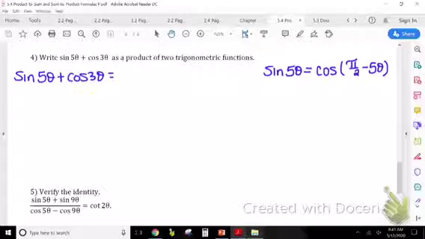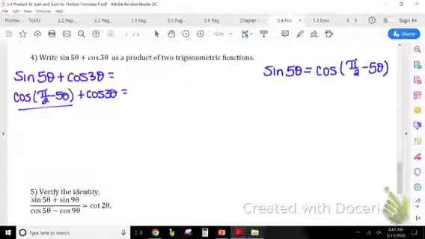So knowing that, I could say this is cosine of pi over 2 minus 5 theta plus cosine of 3 theta. And now we do have a formula for cosine plus cosine, don't we? So this is my x, and this is my y. So when I look at my formula, cosine of x plus cosine of y, that's the first one there underneath the sum to product formulas.